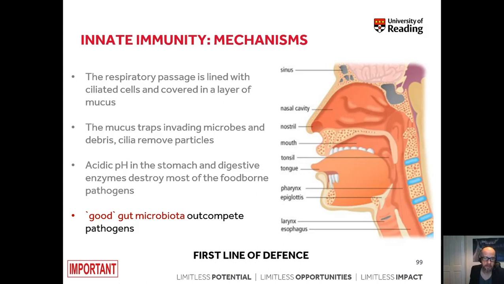In addition, similar to the situation on the surface of the skin, in our stomach, good gut microbiota outcompete pathogens under physiological circumstances. And this is actually something quite relevant if you think about side effects of antibiotics. If you prescribe antibiotics to a patient, usually not only pathogens are affected, you will always also affect the good microbiota.